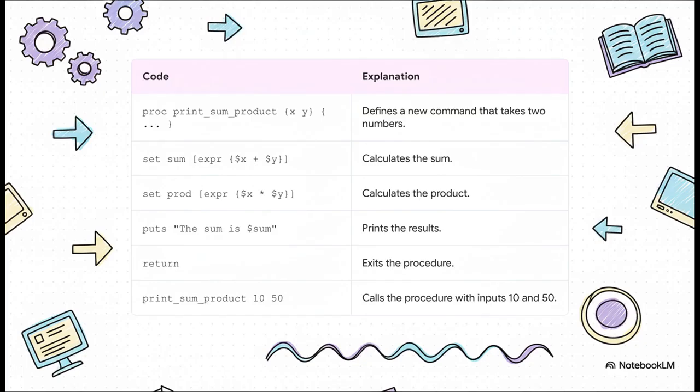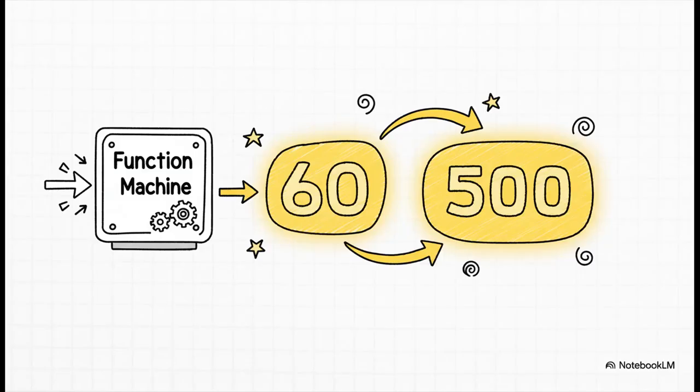And here is a great example. We're defining a proc, a procedure, named printSumProduct that takes 2 inputs, x and y. Inside, it calculates their sum and product, and then prints them out nice and neat. The return command just exits the procedure. Then, right at the bottom, we call our brand new command with the numbers 10 and 50. And just like that, we get our clean, formatted output. We created a little mini calculator that we can now call anywhere else in our script with any 2 numbers we want. Now that is the power of reusability.